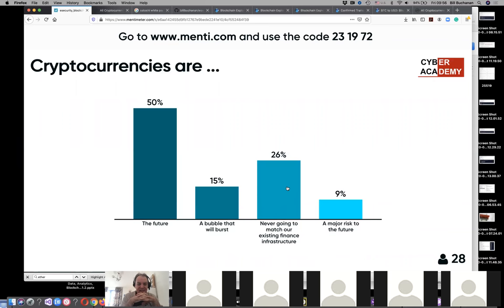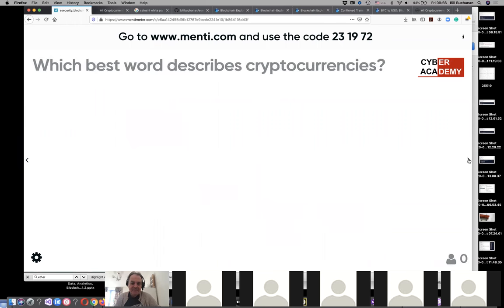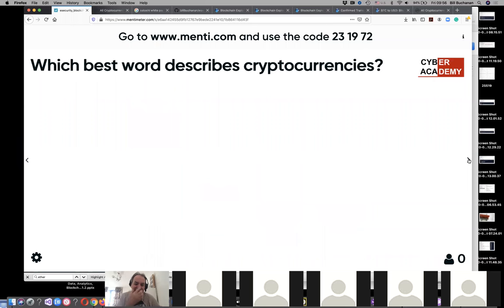Cryptocurrencies could disappear, but blockchain and DLT will probably continue. Okay, go on. Give me a word for cryptocurrency without using any swear words or anything like that.